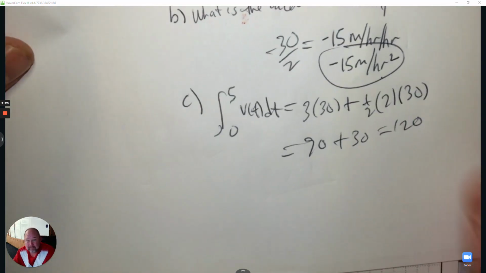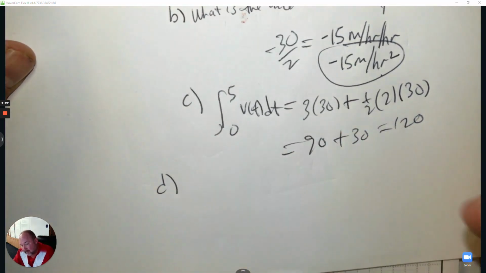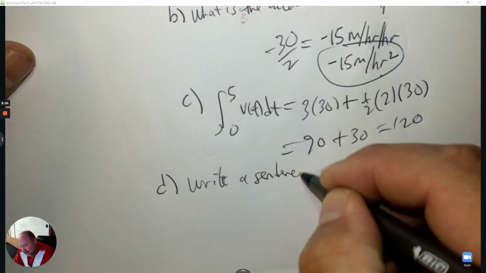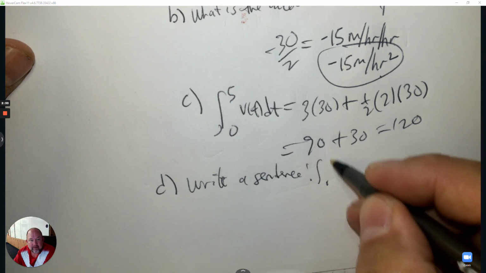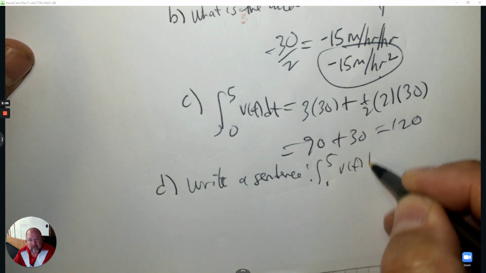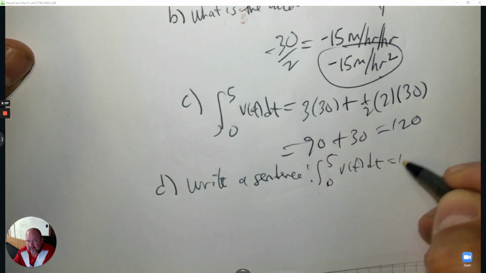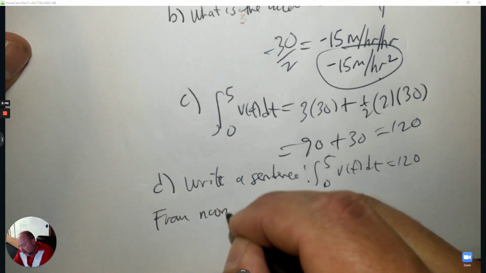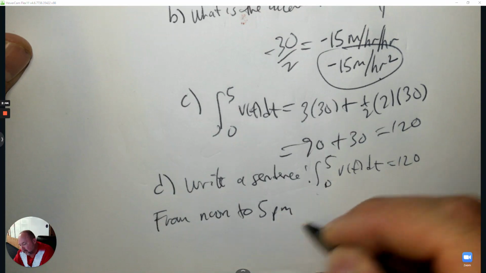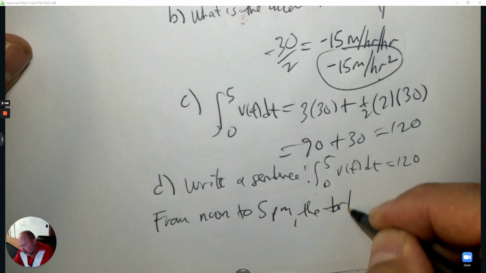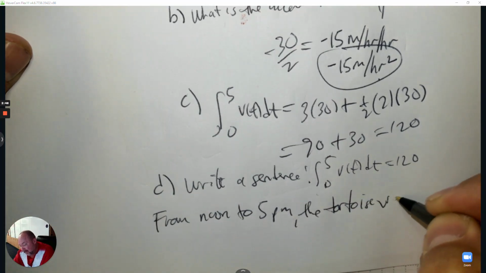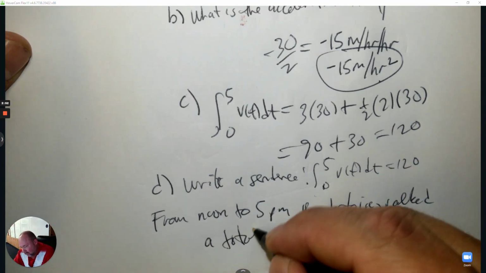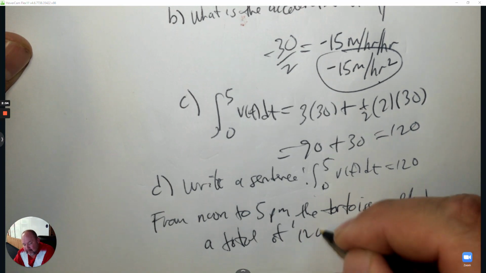Then here's the big question. Write a sentence saying what that means. What does it mean in the context of the story, where we found the answer to be 120? You would write: from noon to 5 p.m. the tortoise traveled a total of 120 meters.